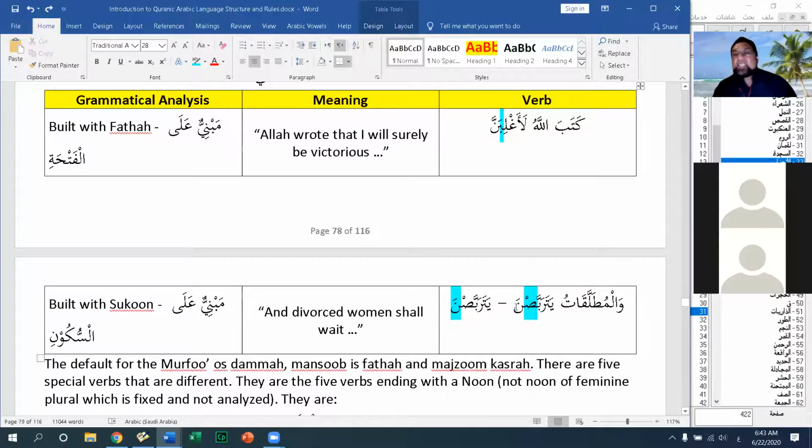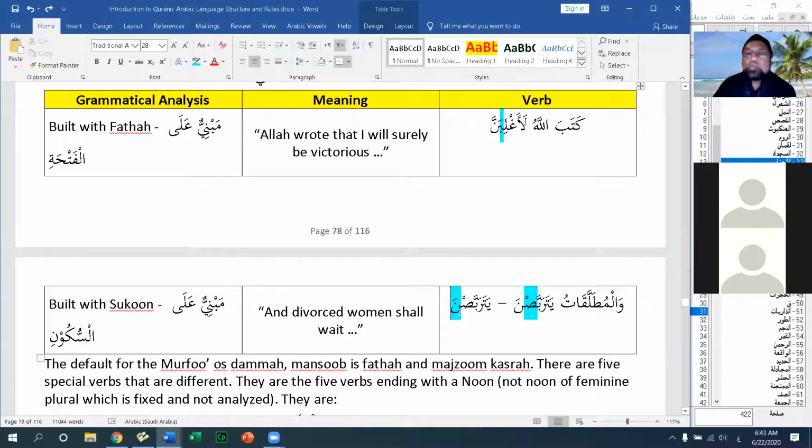The way we'll analyze it, if we say it's mabniyun ala sukun, is we will say that yatarabbasna فعل مضارع مبني على السكون والنون is الفاعل أو الفاعلات. Noon is الفاعل. That's one opinion. The other opinion says no, that's not correct. By the way, I go with the second opinion.